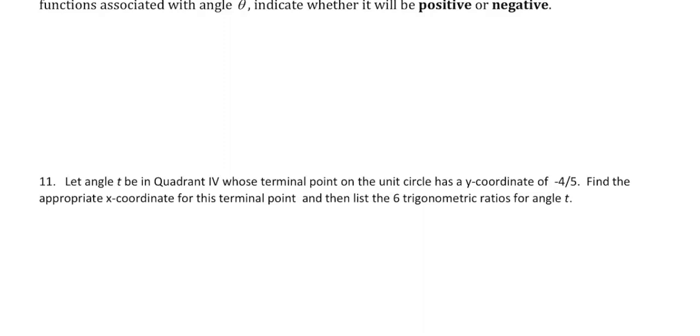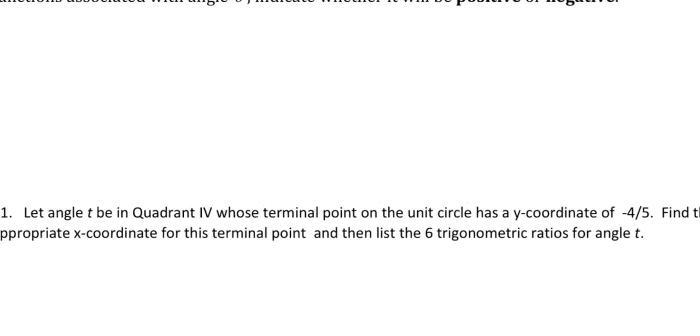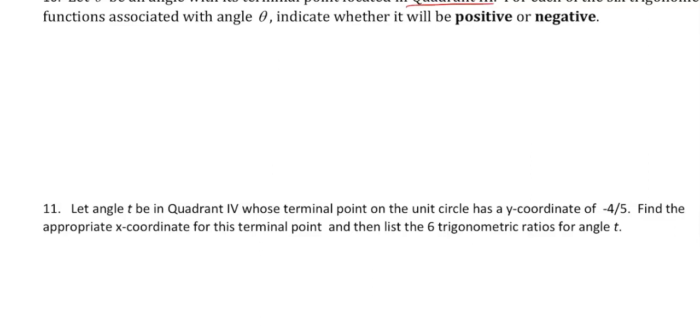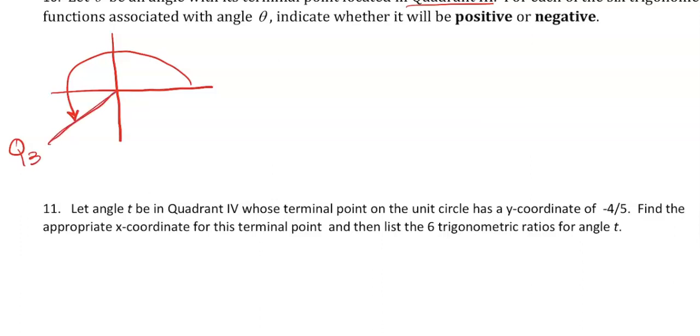In this video, we're going to do problems 10 and 11 of the final review. So 10 says, let theta be an angle with its terminal point located in quadrant 3. Its terminal point means it opens from the origin and ends in quadrant 3. So this is quadrant 3, that's where the angle is. Let's just say the angle looks like that.